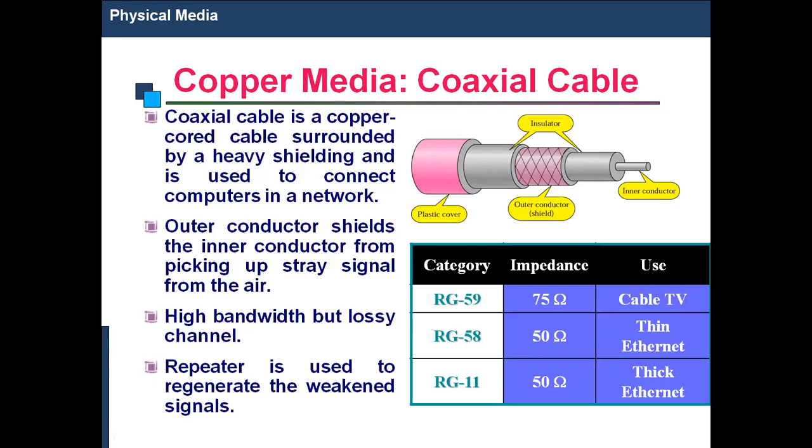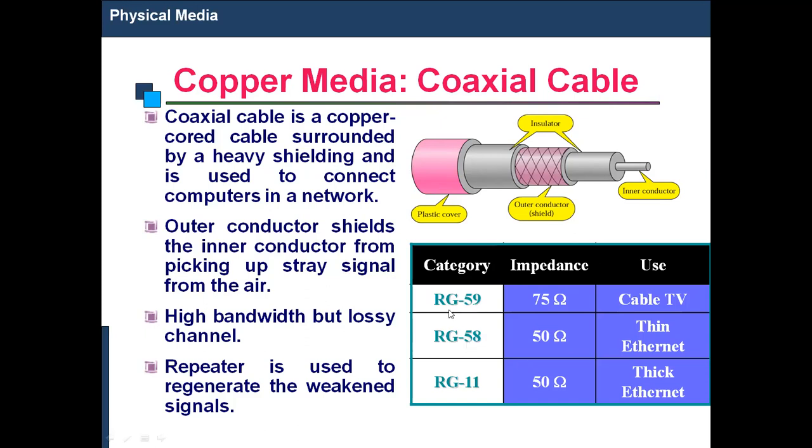Where exactly is this used? At the time of transmission of video signals. The best example is your home dish connections. It supports high bandwidth, but some losses are there. Suppose we remove this plastic cover and outer shield, automatically some signal is lost into the air. For this purpose, we are using repeaters. In your dish connection, from the dish provider to your home, a number of repeater stations are in between for amplifying purposes.